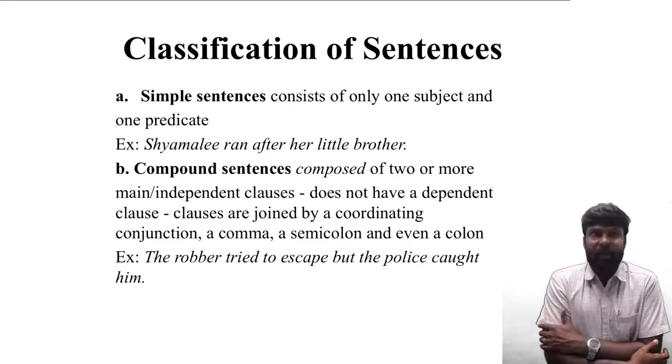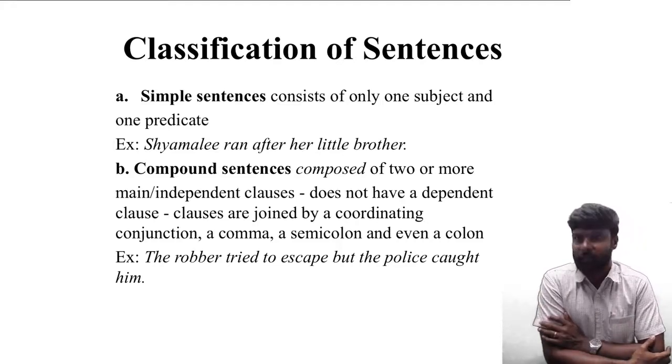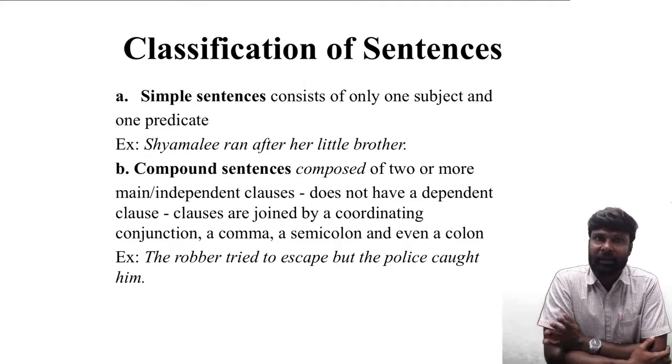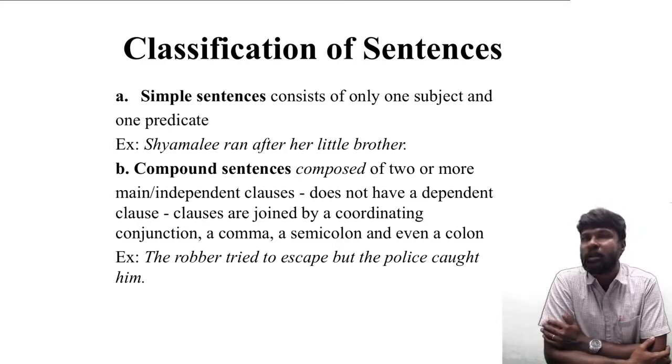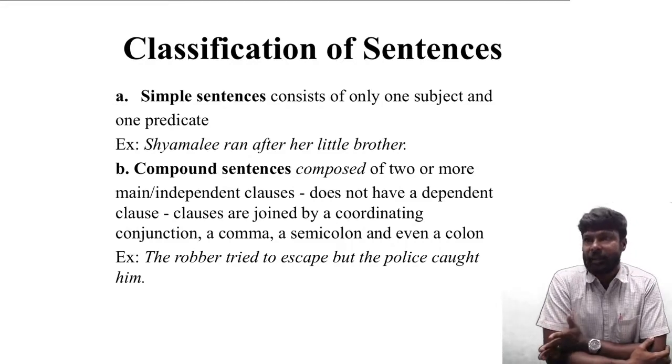Look at the example given there. Shamili ran after her little brother. Now what's the subject there? Shamili alone is the subject there. Shamili is a subject. Ran after her little brother is the predicate. So that makes it a simple sentence.